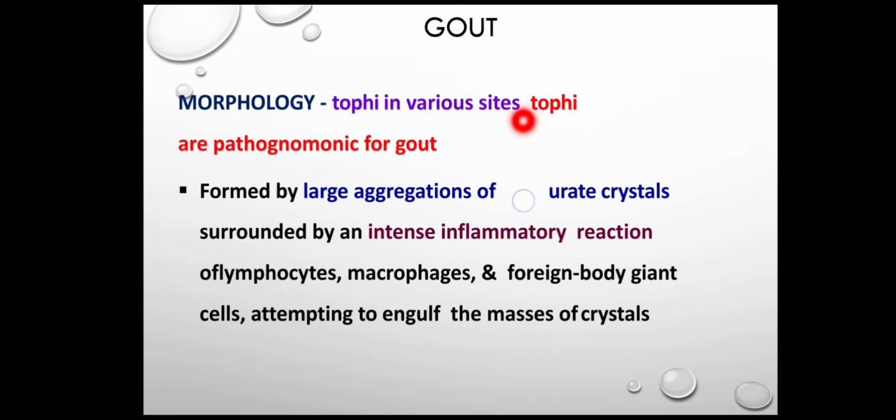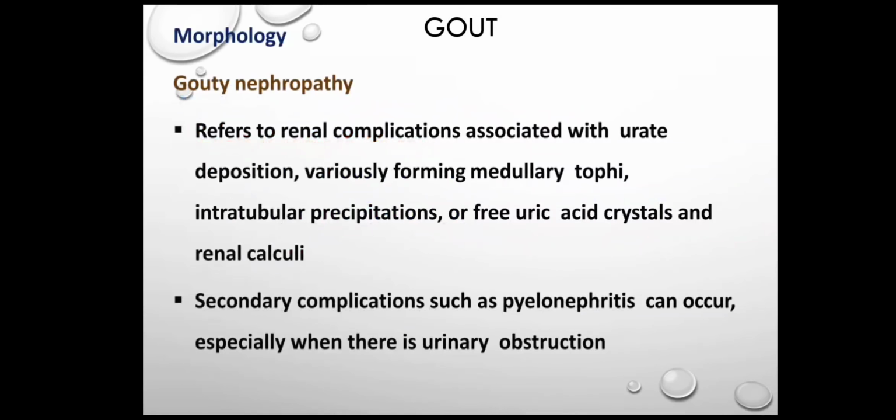Tophi in various sites is the third type of morphology, which is pathognomonic for gout. These are formed by large aggregates of urate crystals. These crystals will be surrounded by inflammatory cells like lymphocytes, macrophages, and foreign body giant cells attempting to engulf the masses of the crystals.